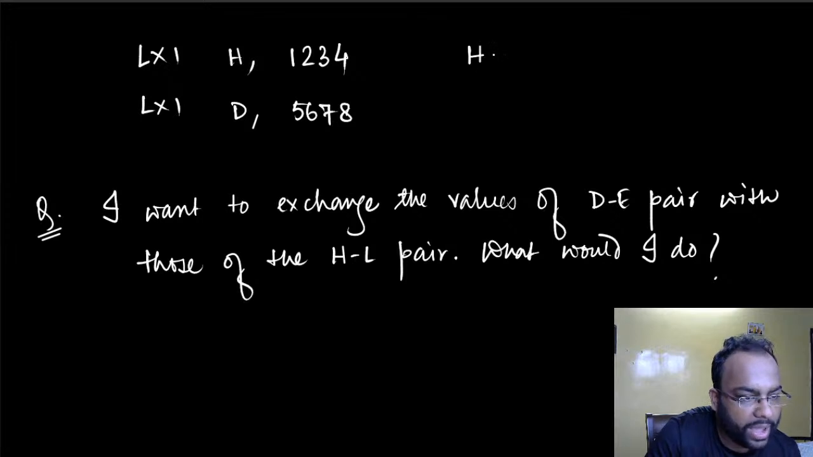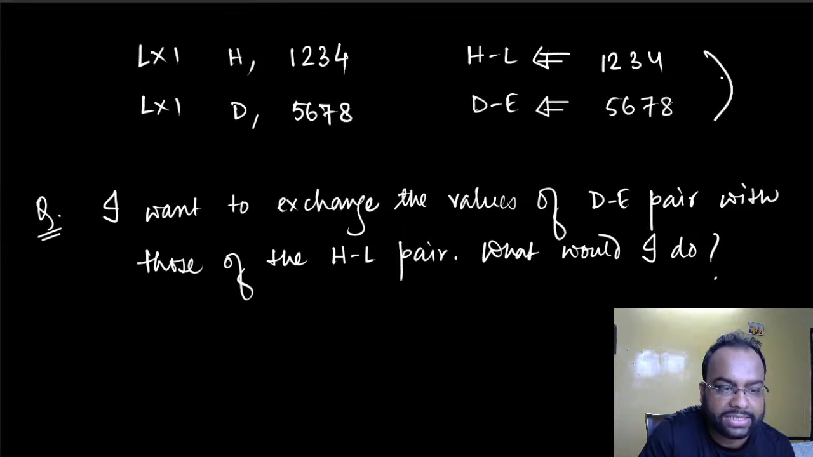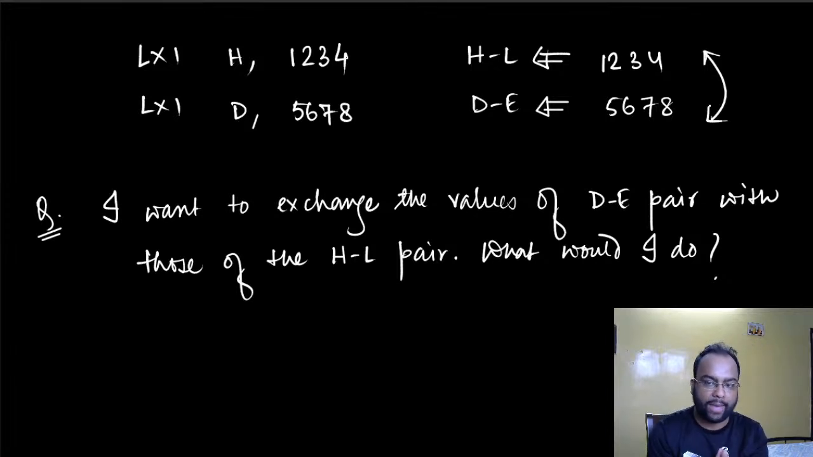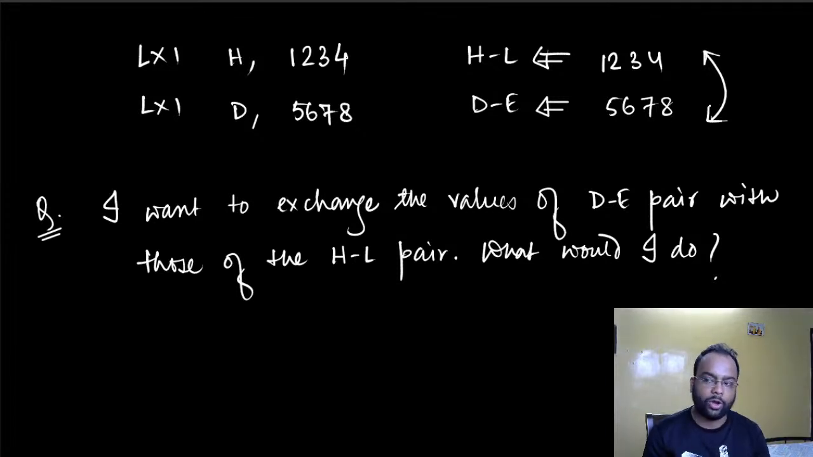For example, now the HL register pair contains 1 2 3 4, and the DE register pair contains 5 6 7 8. I want to exchange these two, so I need to write a program that executes an exchange operation. It copies 1 2 3 4 into the DE register pair and 5 6 7 8 into the HL register pair. It exchanges the values. What am I going to do? And again, without using a third variable.